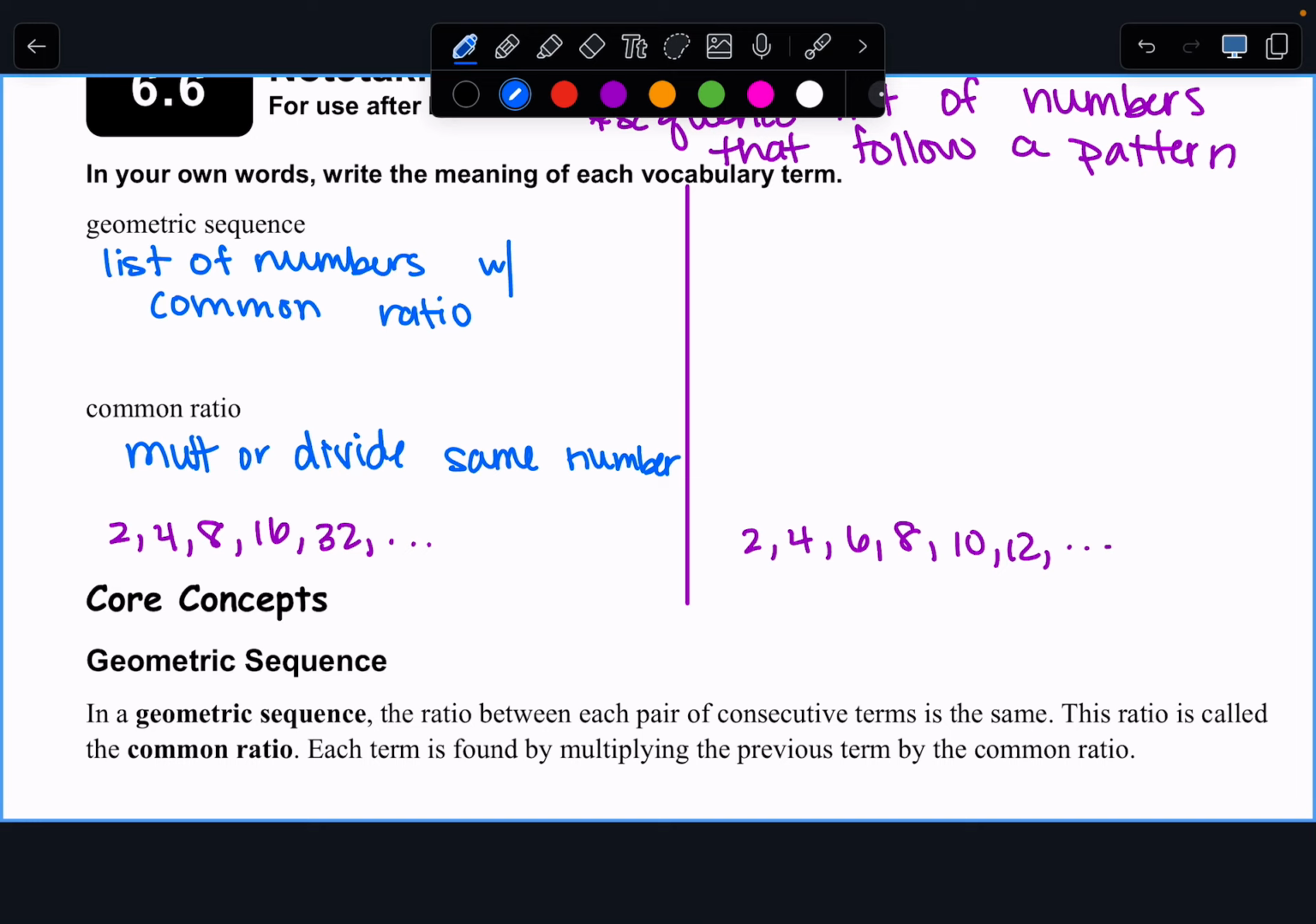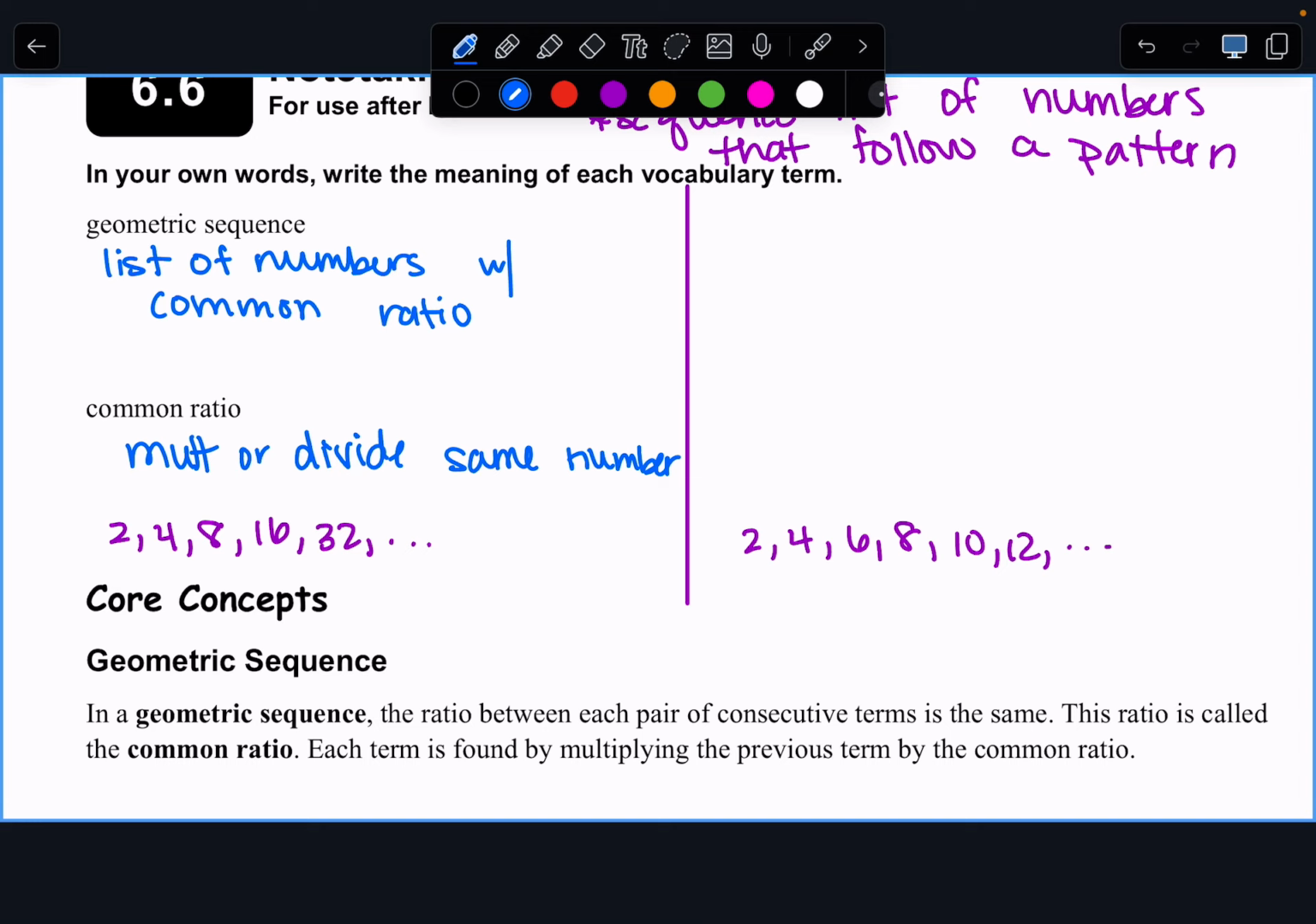Why do you think we're talking about this in this chapter? What similarities does multiplying by the same number over and over have to what we just talked about? Savannah? Yeah. When we talked about exponential growth, isn't that what's happening? Right? And repeated multiplication is an exponent.